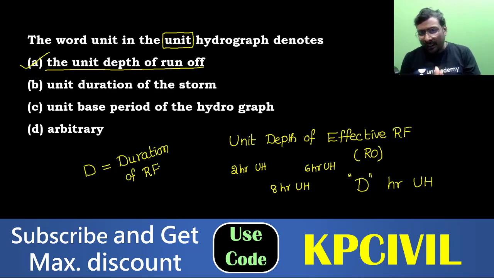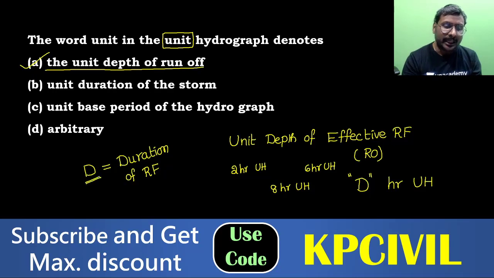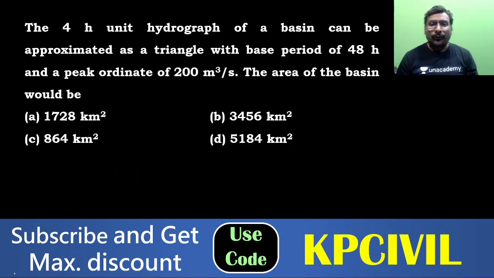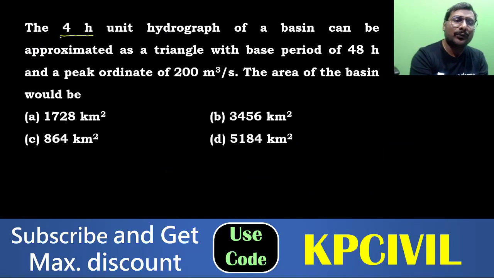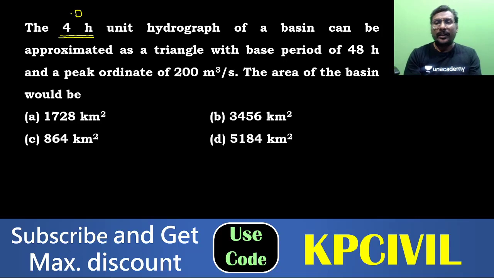If your rainfall is 2 hours, you plot a 2-hour unit hydrograph. If your rainfall is 4 hours, you plot a 4-hour unit hydrograph. If your rainfall is 6 hours, you plot a 6-hour unit hydrograph. So D represents duration of rainfall. We'll move on. Next question. The 4-hour unit hydrograph of a basin. So what is 4 here? 4 is D, duration of rainfall.